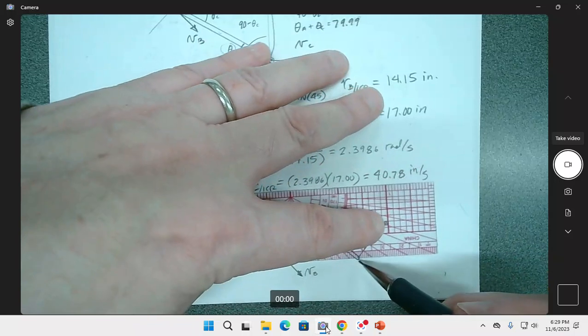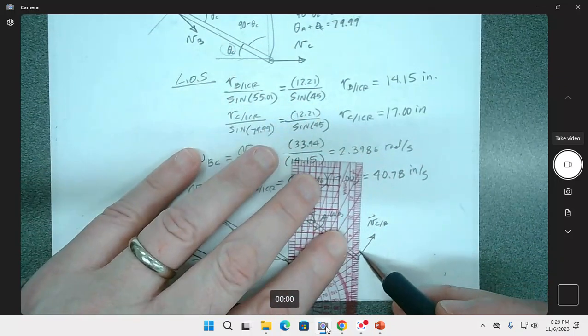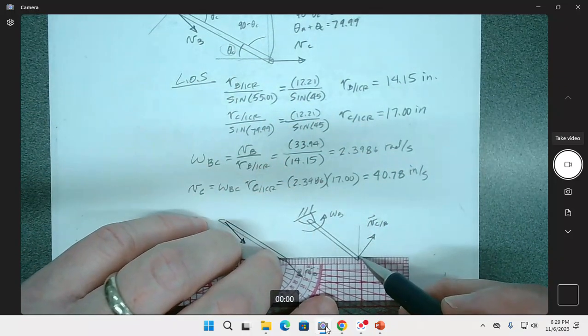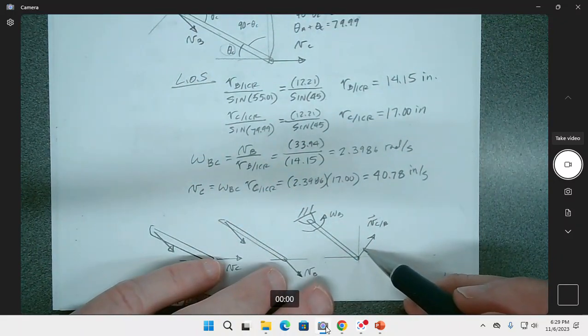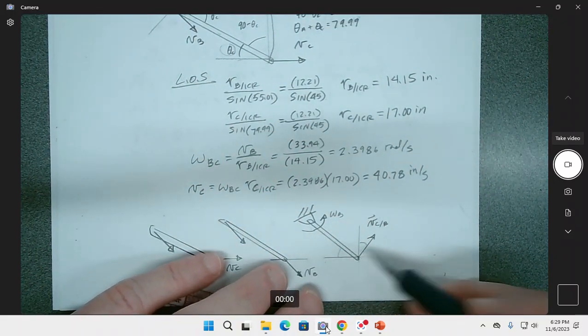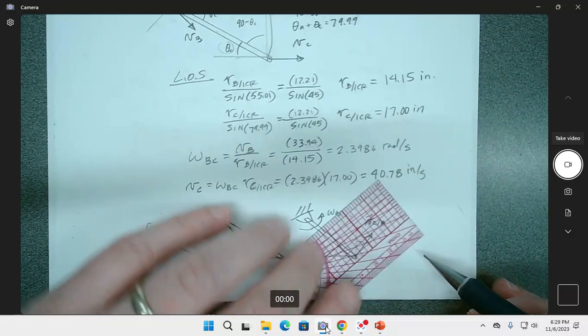I didn't do a great job of my angles right here because I think that has to be an angle, and that has to be an angle. So this is a smaller angle to the thing right here.